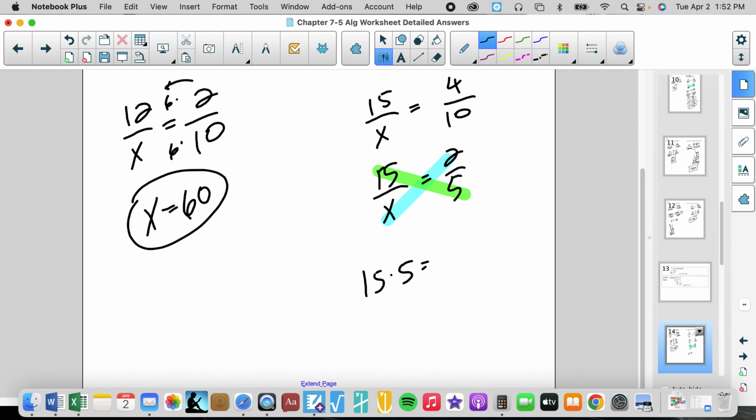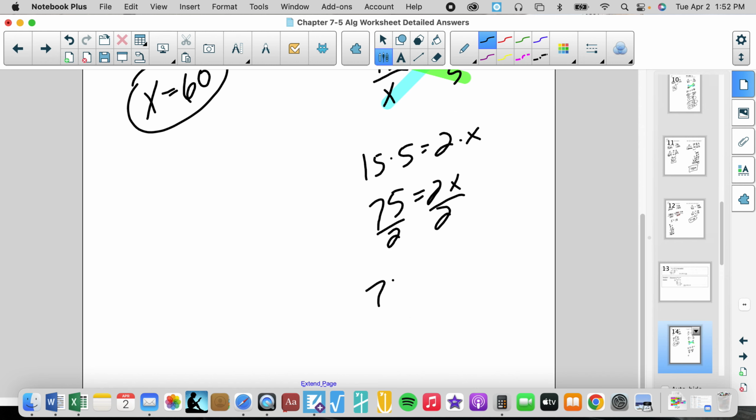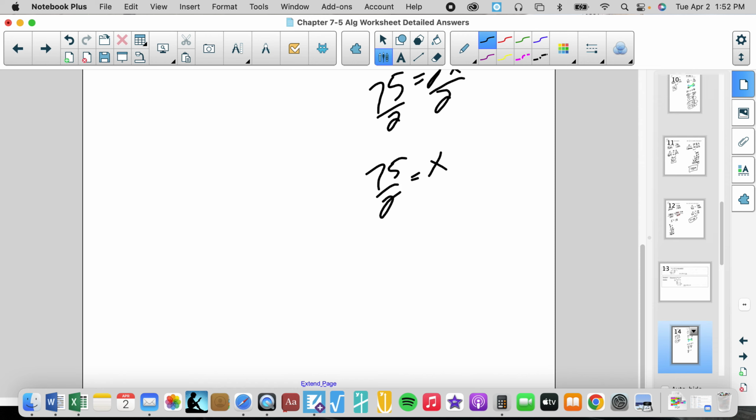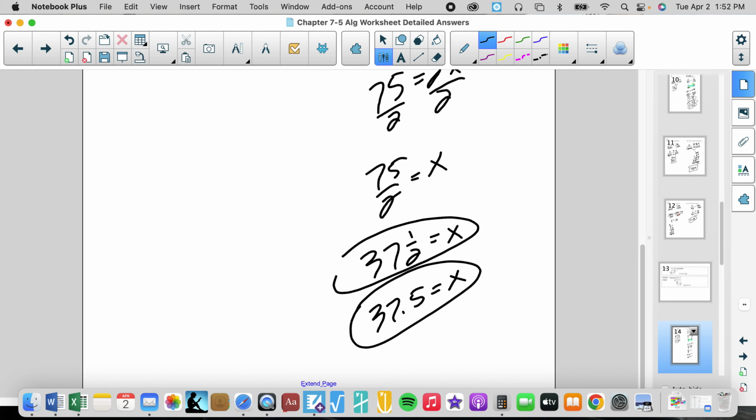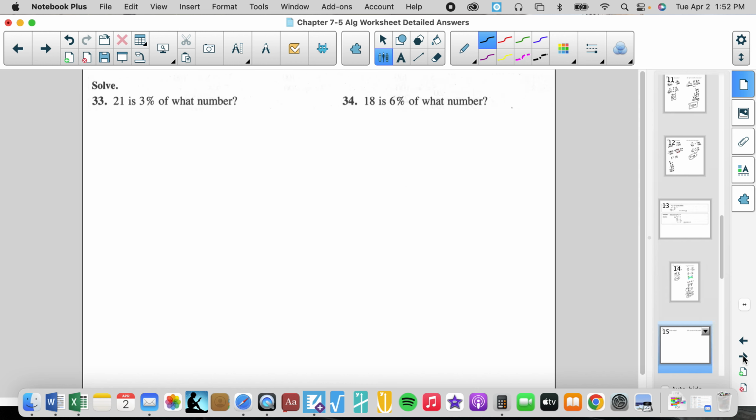15 times 5 equals 2 times x. That's going to be 75. 75 equals 2x, divided by 2. And we get 75 halves equals x. Or we can say that that's going to be 37.5 equals x, or 37.5. Any of these should be admissible, even the improper fraction.